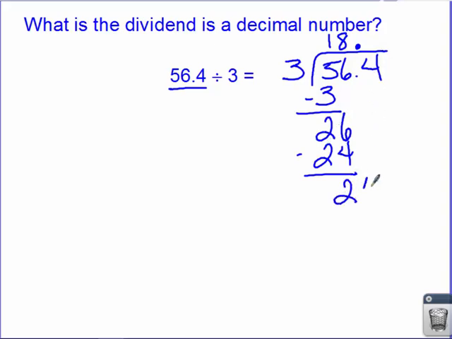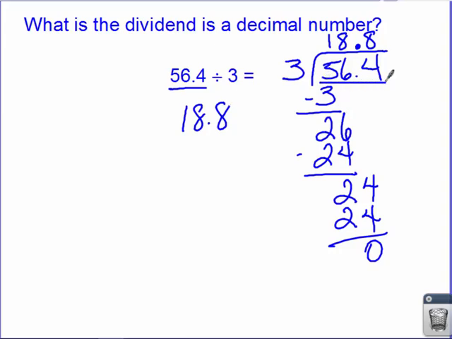Now I bring this 4 down. Now, this 4 is on the right-hand side of the decimal. So that means the number that I put up here also needs to be on the right side of the decimal. So we ask ourselves, how many times does 3 go into 24? 8 times. 8 times 3 is 24 with a remainder of 0. So 56.4 divided by 3 gives you 18.8 as an answer. So that's what we do if our dividend is a decimal and our divisor is a whole number, you just bring the decimal up to the top and do your division as always.